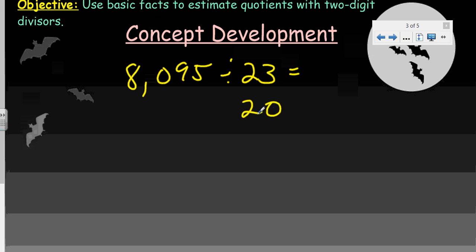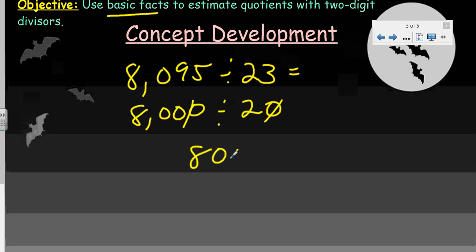Then looking at this number, you can see that 8 and 2 are very compatible. This is what we mean by using your basic facts. 2 times 4 is 8, so 8,000 seems to be the way to go on that one. Now we just divide by our 10, and we get 800.